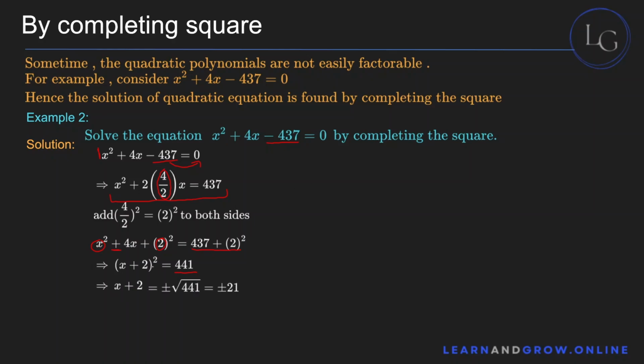So you'll take the square root on both sides to get x plus 2 is equal to plus minus 21. So this will result in x is equal to 19 or x is equal to minus 23, depending on if you take 21 as positive or negative. If you take 21 as positive, it will give you 21 minus 2, which is equal to 19. Or if you take 21 as negative, that will give you minus 21 minus 2, which is equal to minus 23. That's it.